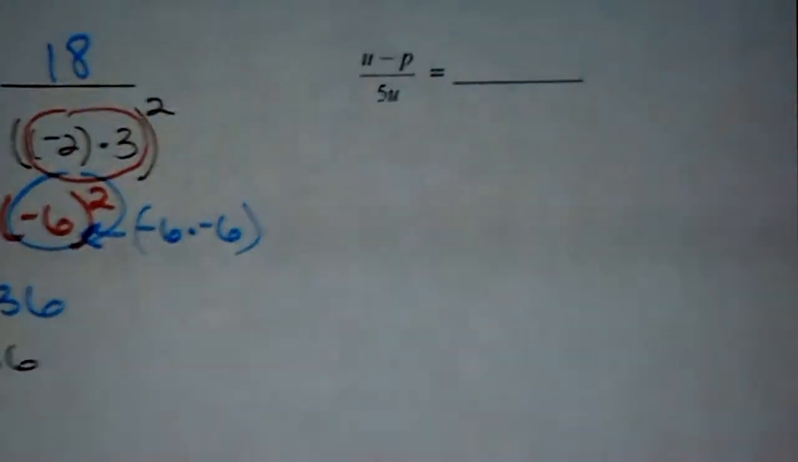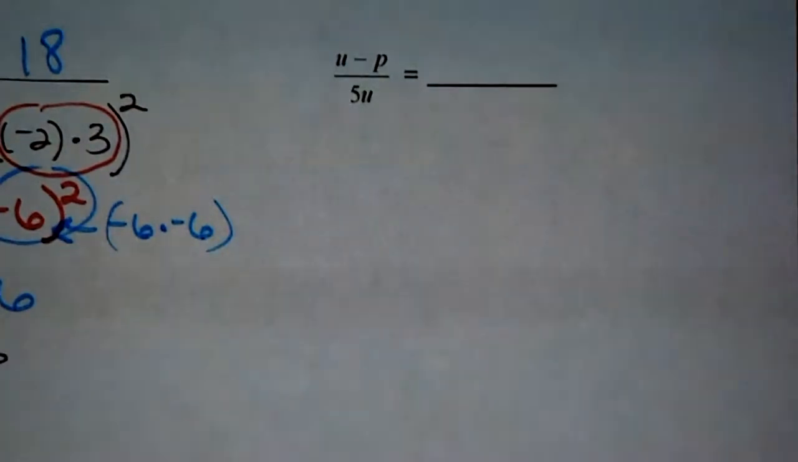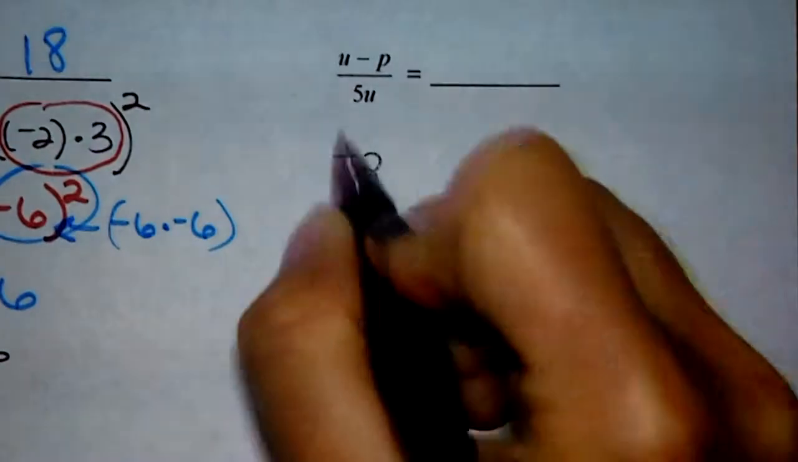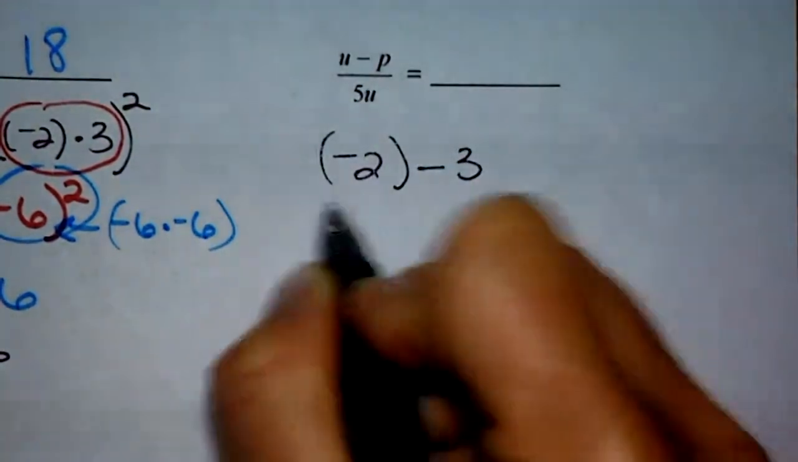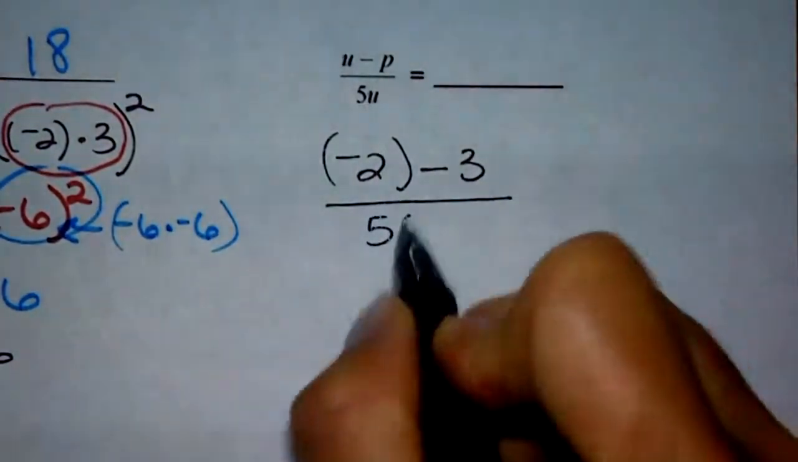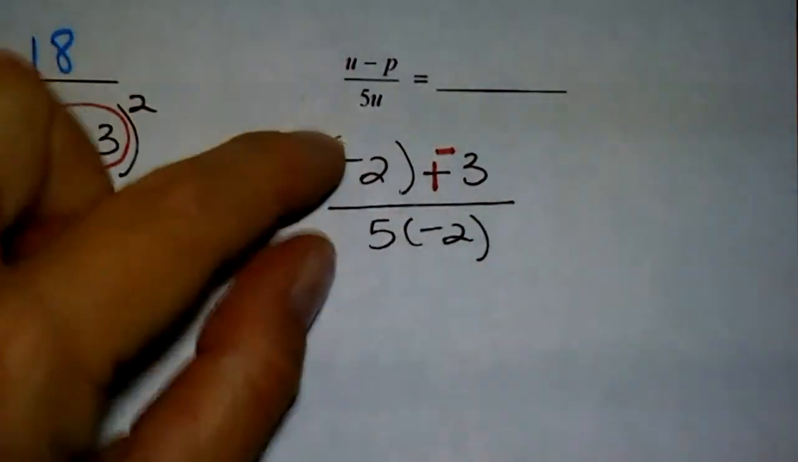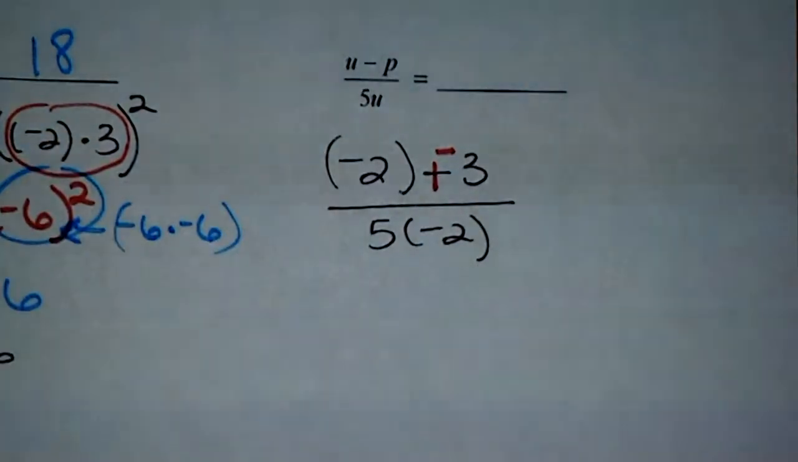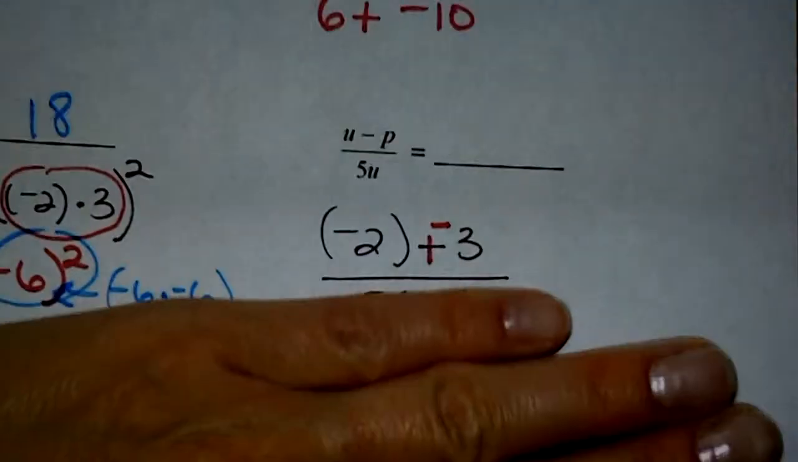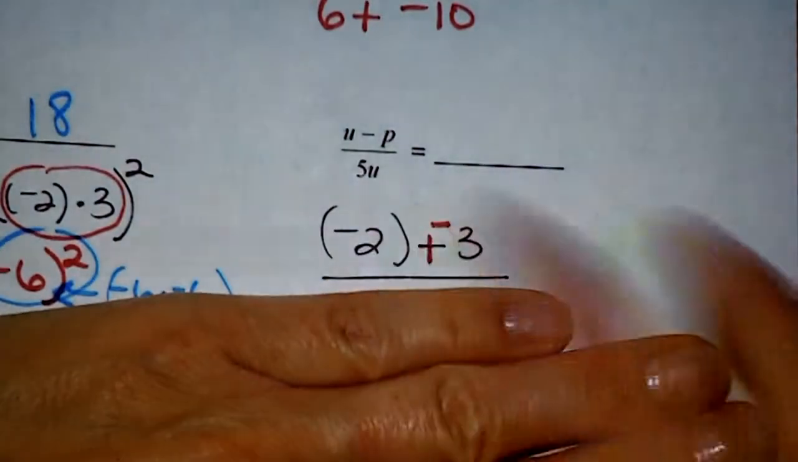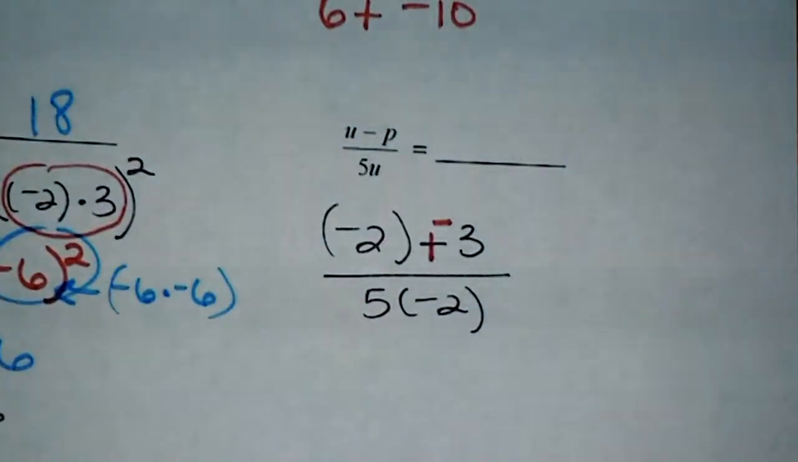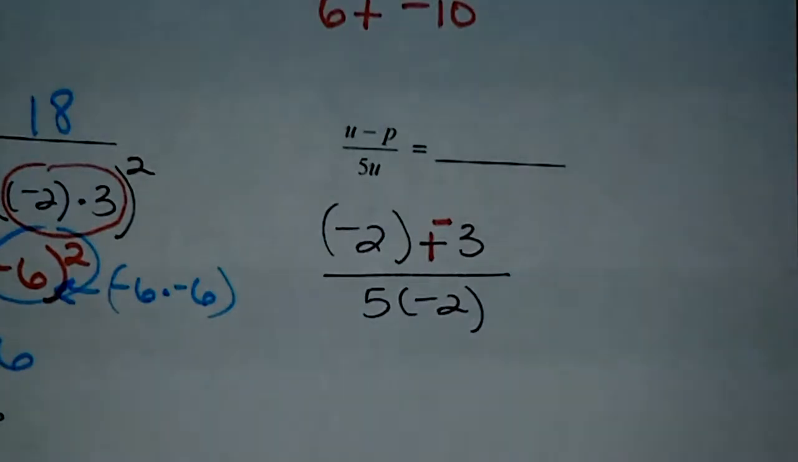Next, rolling right along here, u minus p over 5u. Don't keep change until the digits are all in there. So u is negative 2 minus p, which is 3, over 5u. That means take 5 and multiply it by u. Okay, now keep change. I'm going to change my subtraction to addition by adding the opposite. When you see a fractional expression like this, you kind of separate the two. So you're going to take care of the top, take care of the bottom, and then you would divide. So kind of look at this as two separate problems.